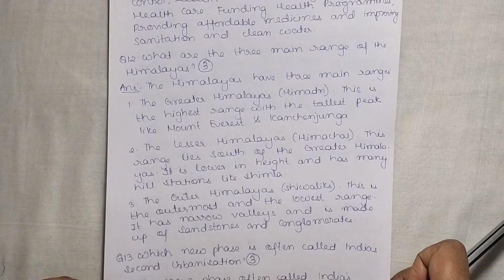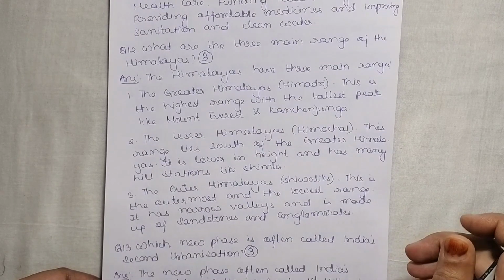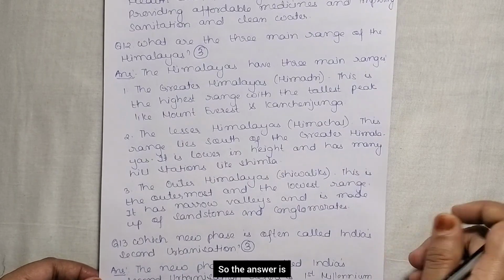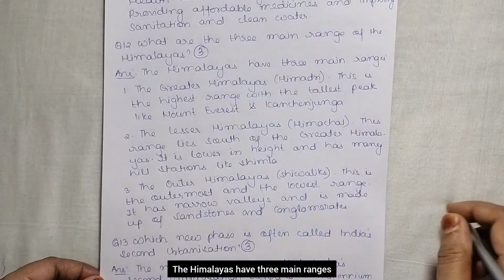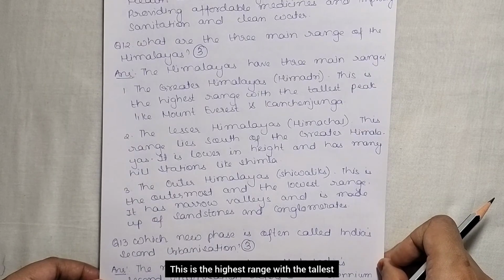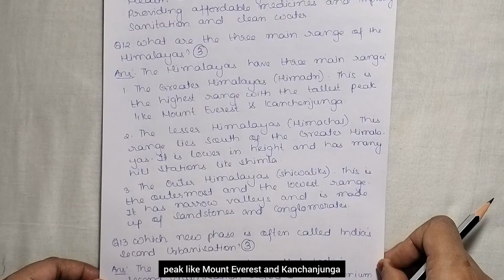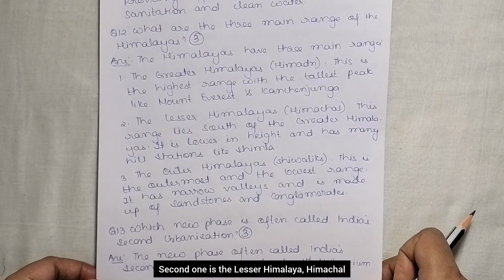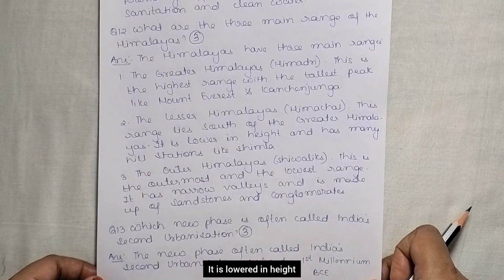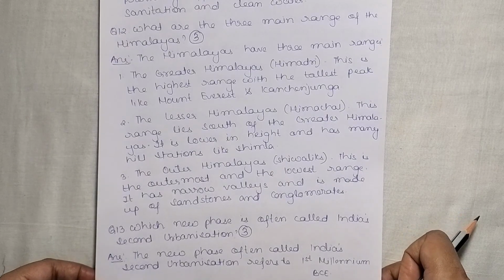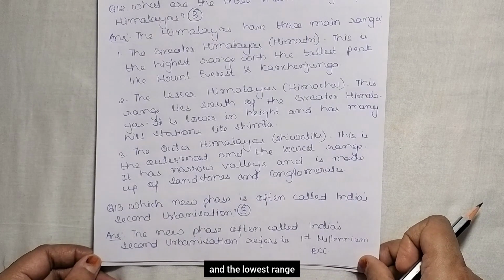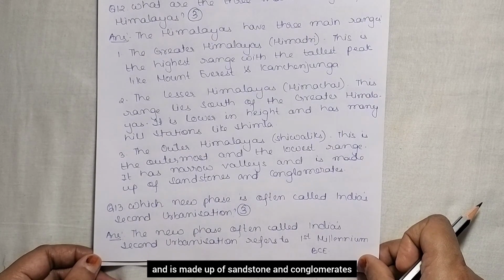Now the next one, what are the 3 main ranges of Himalayas? And the question carries 3 marks. So the answer is, the Himalayas have 3 main ranges. The Greater Himalaya, Himadri. This is the highest range with the tallest peaks like Mount Everest and Kanchenjunga. Second one is the Lesser Himalaya, Himachal. This range lies south of the Greater Himalayas. It is lower in height and has many hill stations like Simla. The Outer Himalayas, Sivalik. This is the outermost and the lowest range, and it has narrow valleys and is made up of sandstone and conglomerates.